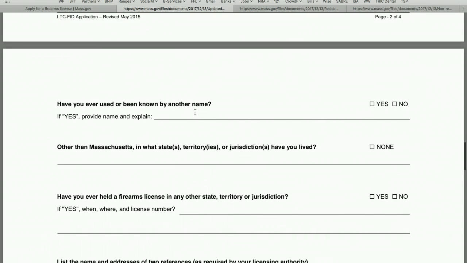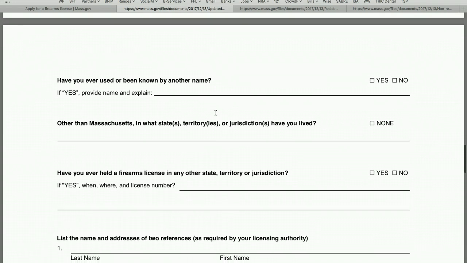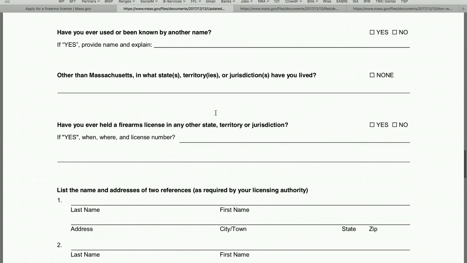Have you ever been known by another name? If you got married and you changed your name, or you legally changed your name because you didn't like the name your parents gave you, you've got to go ahead and write that down.